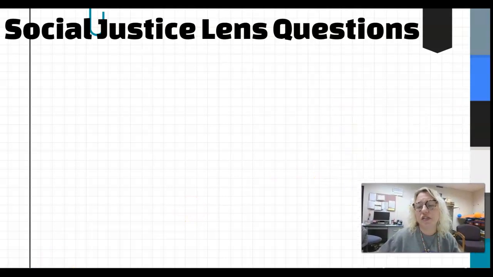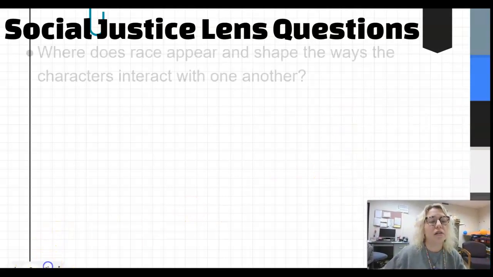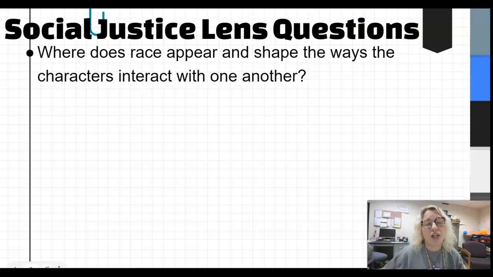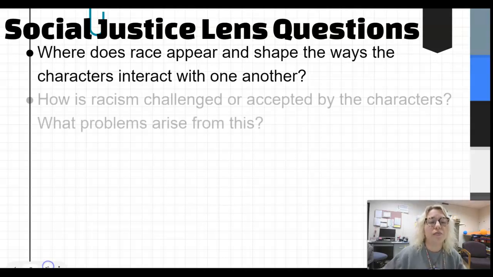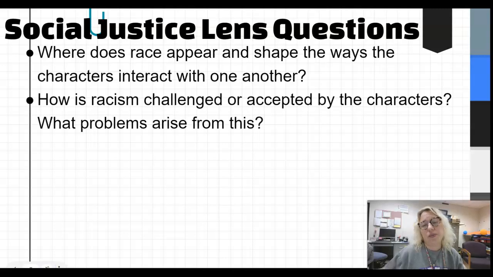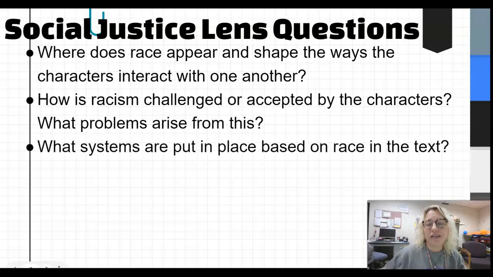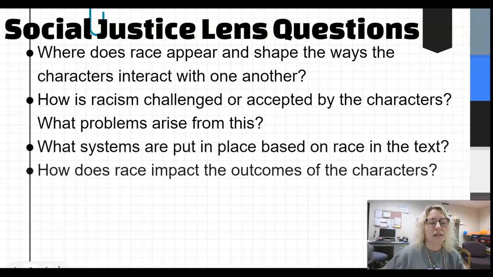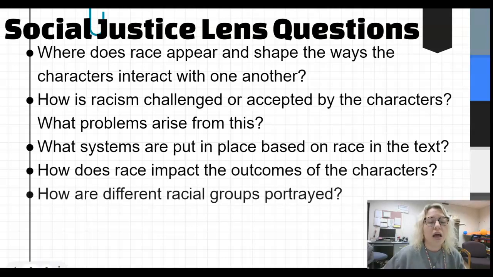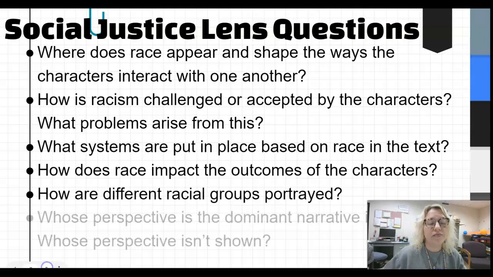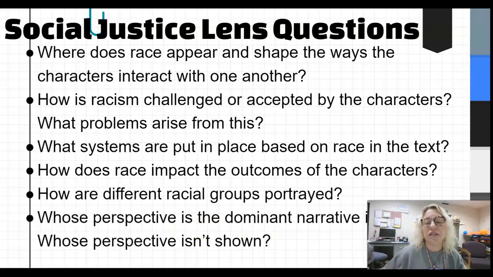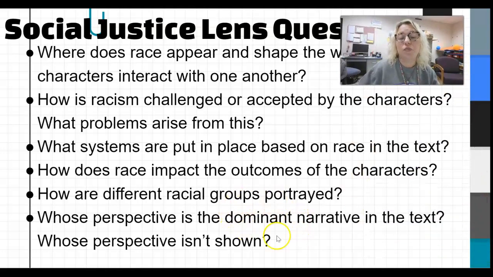Social justice lens questions that we want to take a look at are these. First of all, where does race appear and shape the ways the characters interact with one another? How is racism challenged or accepted by the characters? What problems arise from this? What systems are put in place based on race in the text? How does race impact the outcomes of the characters? What happens to them? How are different racial groups portrayed? And then whose perspective is the dominant narrative, the most powerful storyteller in the text? Whose perspective isn't shown?